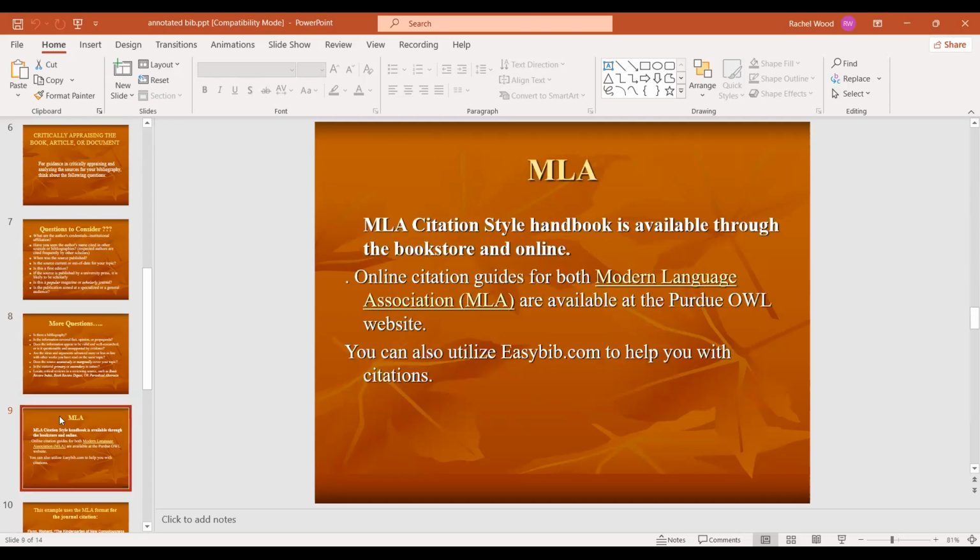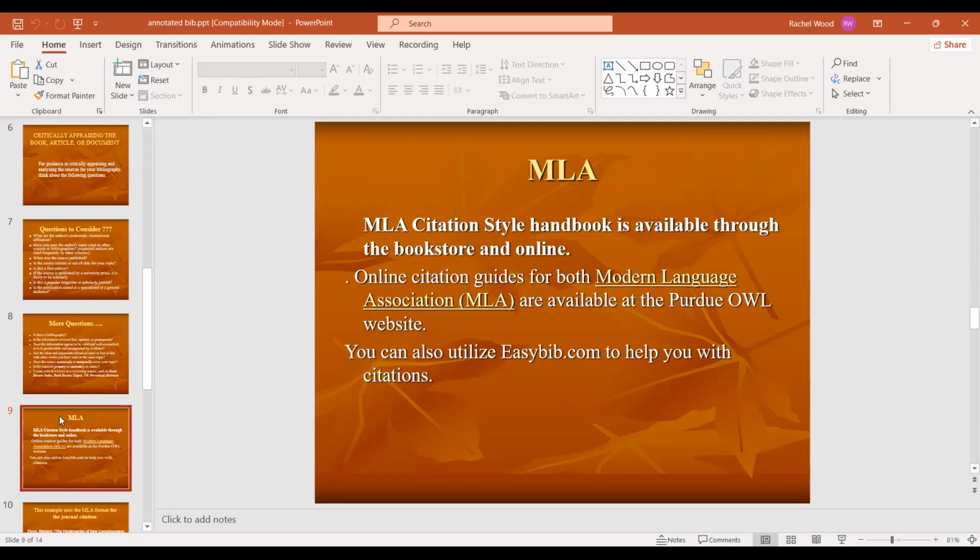MLA formatting, of course, you can get the handbook if you want to get the handbook. It is available at our bookstore at South Florida State College. You also have the online citation guides for MLA at the Purdue OWL website and easybib.com to help with citations if you're still struggling.